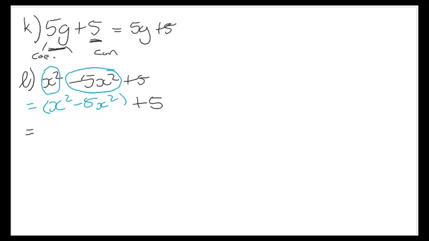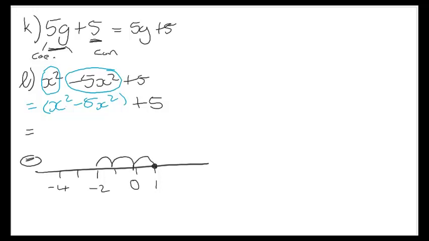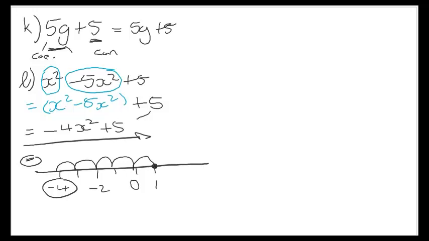So if I use my number line and I start at the number 1 and there's 0, minus 2, minus 4. I am going to start at 1 and I am subtracting 5. 1, 2, 3, 4, 5. My answer is going to be negative 4x squared plus my 5 that's there plus 5 constants. And that's my final answer.